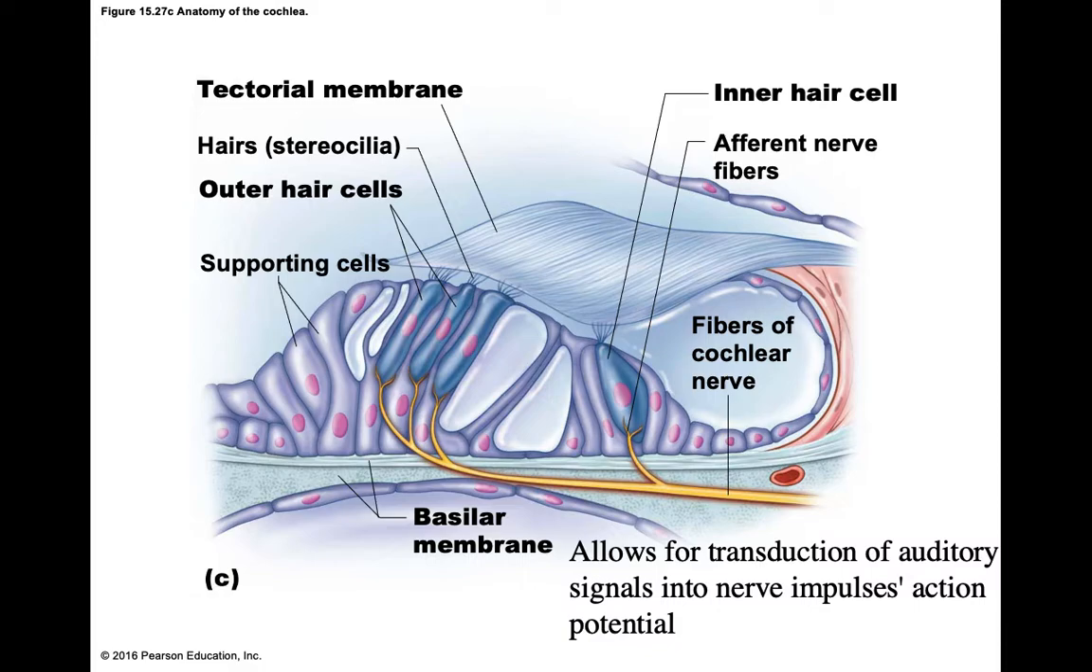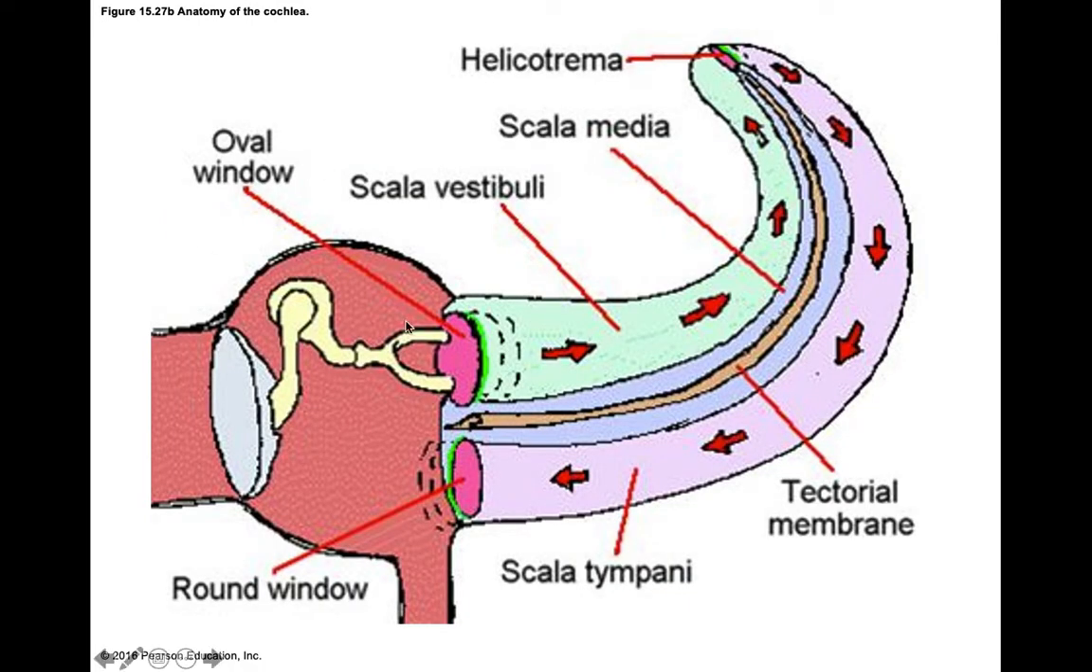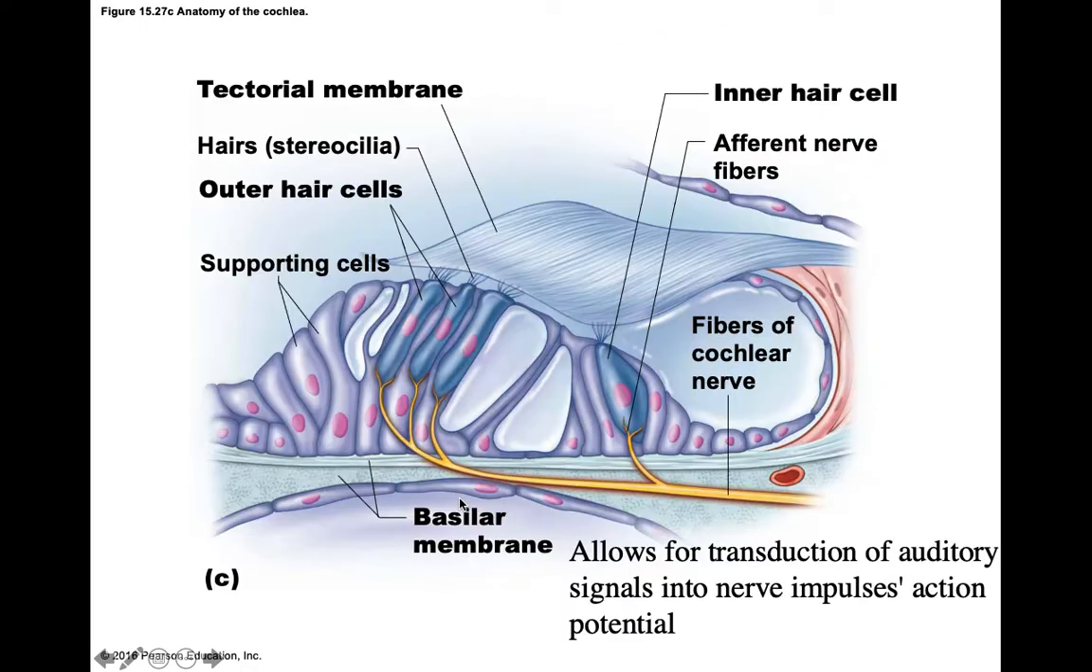You're going to let me know how is it that, right here, how it goes up. The scala vestibuli comes down, right? Round window, remember displacement, right? This right here, tectorial membrane, touches down on your hair cells. These send off action potentials, vestibular cochlear nerve.